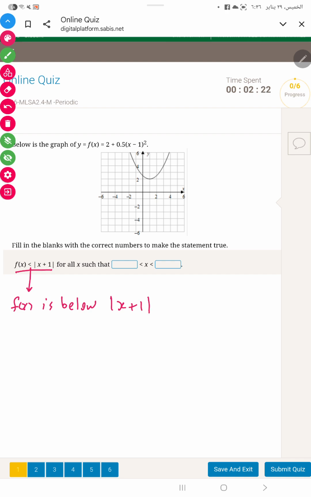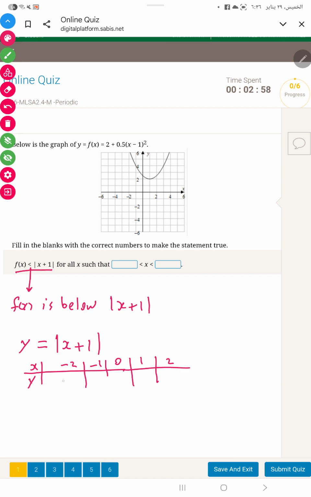So what we have to do is to draw, we are already given f(x), it's drawn here, but we have to draw the other one. So let's draw y equal absolute value of x plus 1. Now to sketch this function, you need a small table like this one for x and y. Give random values for x. Let's say 0, 1, 2, -1, -2. And then find the values, then plot.